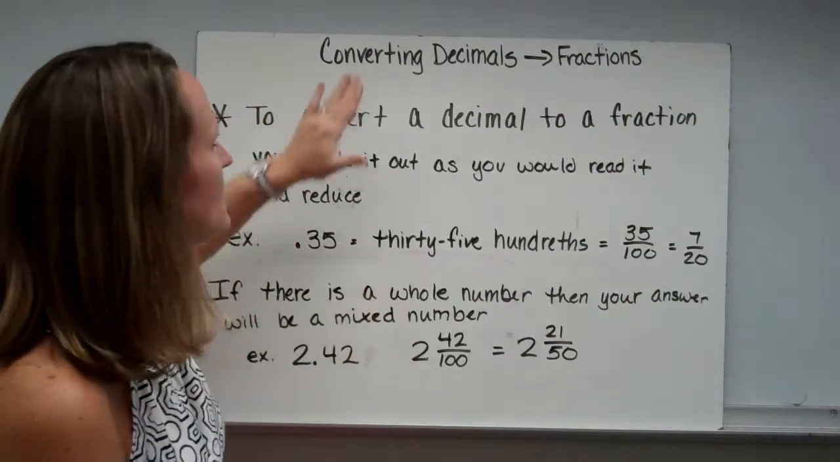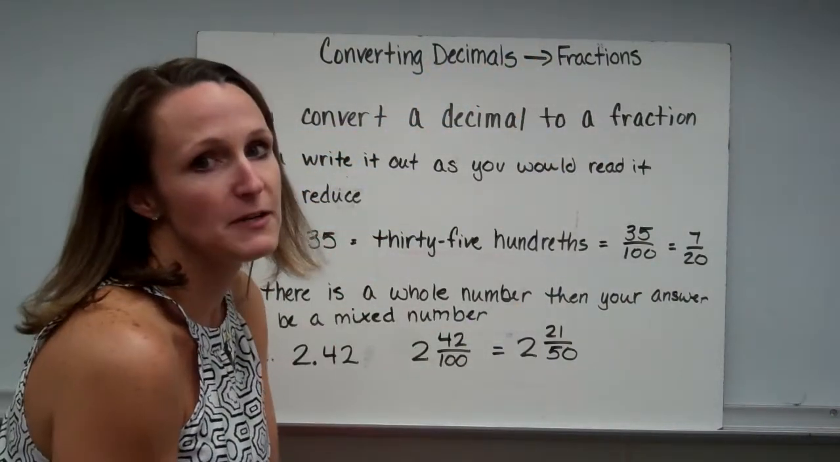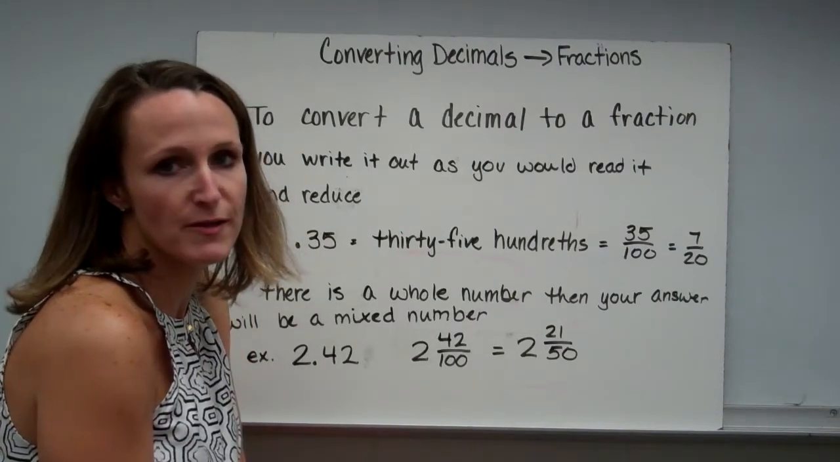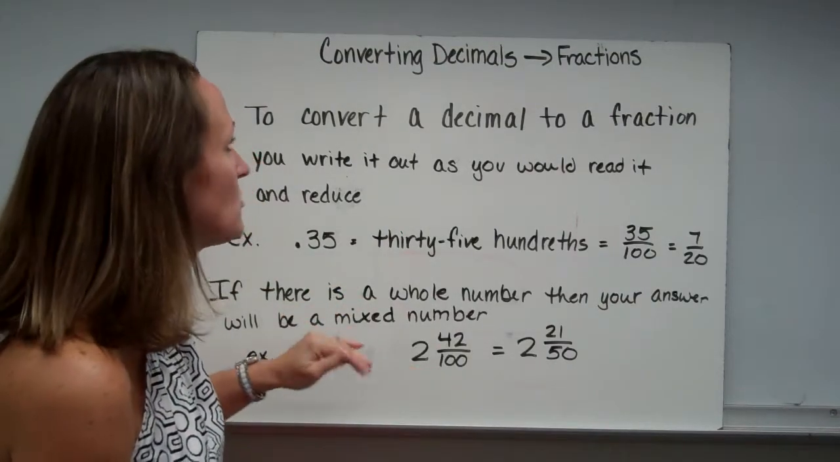Okay, so if you want to go from a decimal to a fraction, you need to know how to read it. This is why we practice knowing if it's in the tenths, or the hundredths, or the thousandths, or the 10,000ths, because you have to know where it is so you know what to put it over.